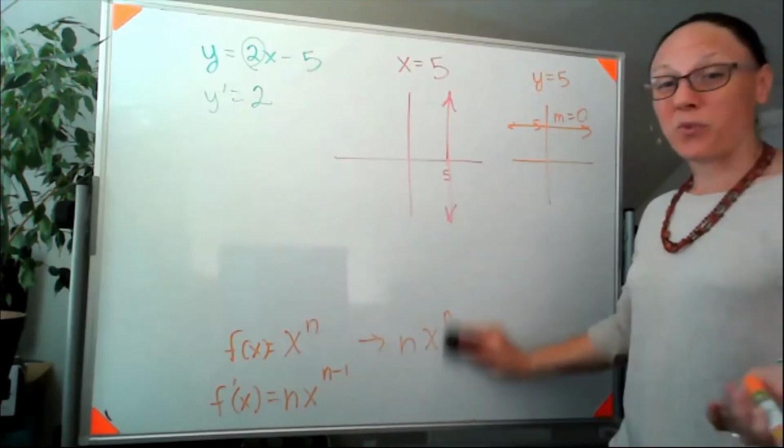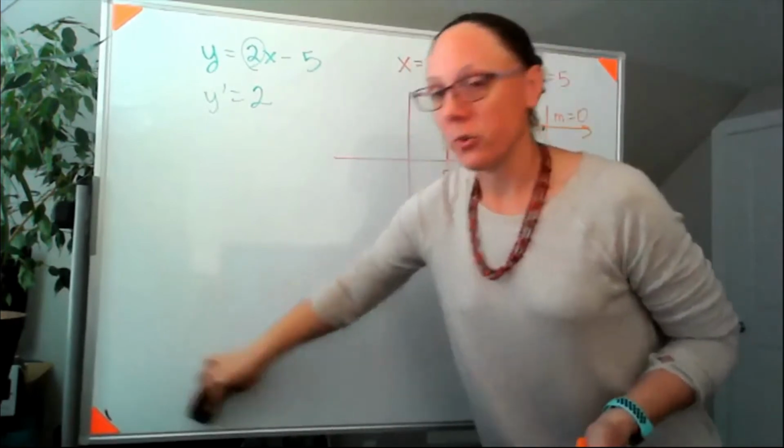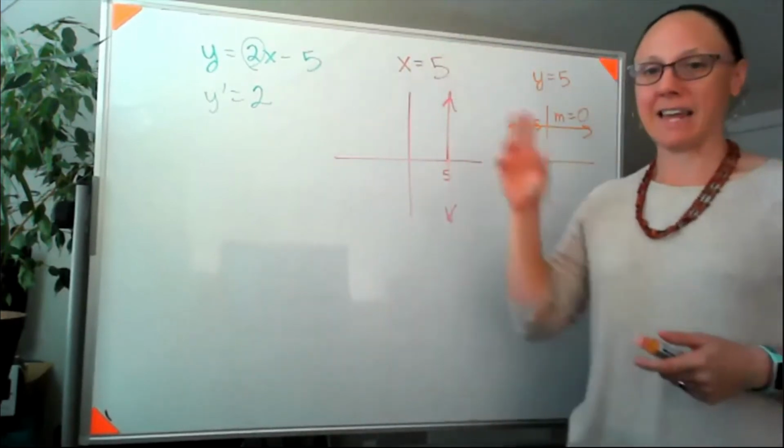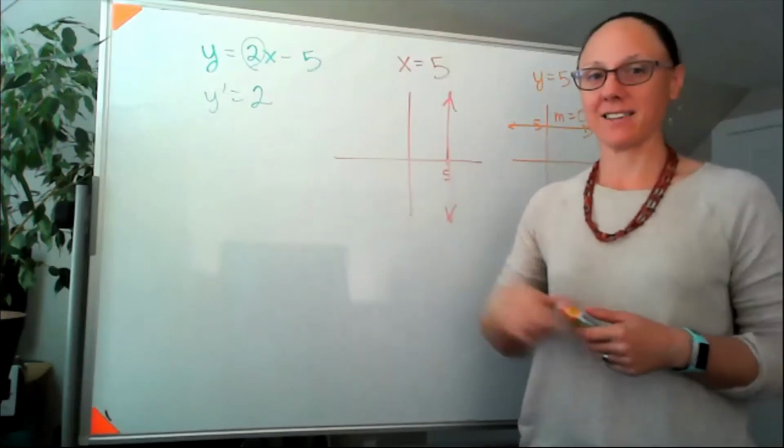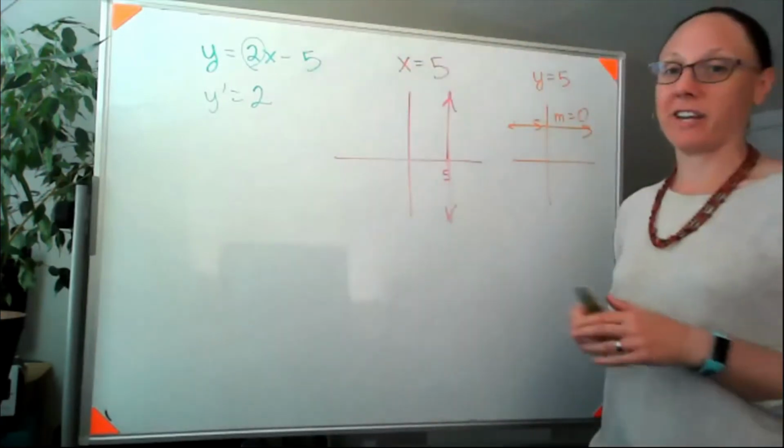So we can do fancy things, and I think Haley even talked through what we could do with that 8x and think about that as 8x to the 1 and bring it down and then x to the 0. I really prefer to use the skills we've already got.